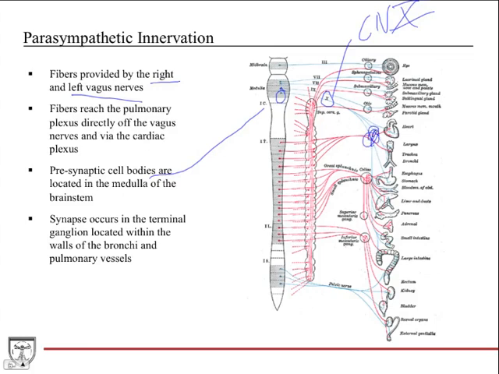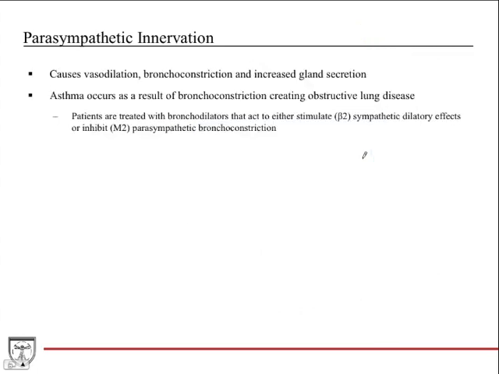You'd have sympathetic fibers coming in and then parasympathetic fibers coming off the vagus nerve. And then, like we said, the cell bodies are in the medulla, and the synapse occurs in the terminal ganglion of the walls of the bronchi and pulmonary vessels. So again, with all parasympathetic innervation, the synapse is in the wall of the target organ. Parasympathetic fibers cause vasodilation and bronchoconstriction.